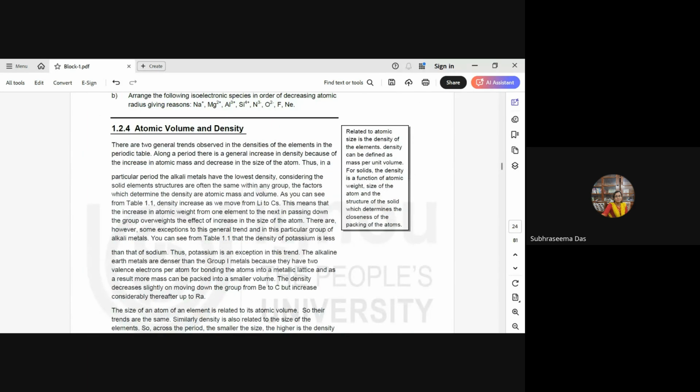Then coming to atomic volume and density. There are two general trends that are observed.